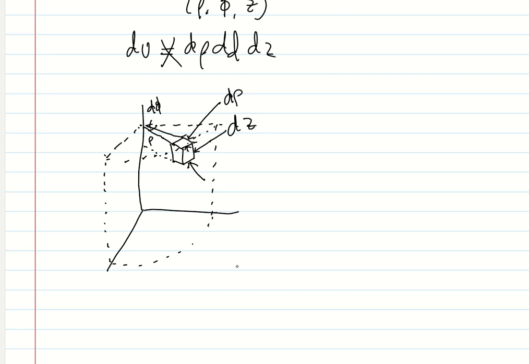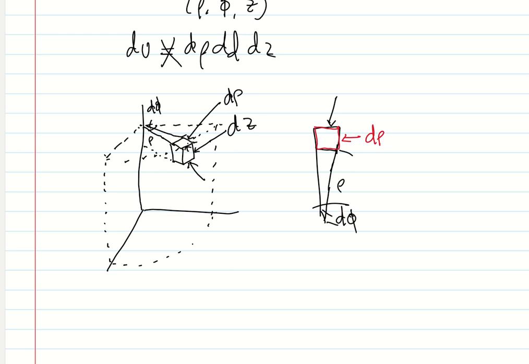So if we want to determine the length, let's draw the top view of our differential volume. This is our d rho, because this is rho from here to here, and that is d rho. And what we want to determine is this side. What should this side be if this is an angle d phi?